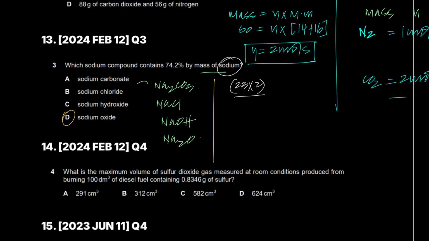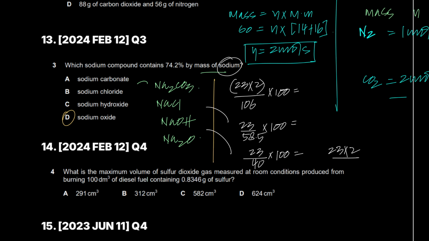It's pretty quick. Now you have to use your calculators with both thumbs, right? 23 times 2 plus 12 plus 16 times 3 gives me 106. For NaCl, it's 23 divided by 58.5, that's the total mass, and into 100, obviously. For sodium hydroxide, 23 divided by 23 plus 16 plus 1, that's 40, into 100. And for this one, 23 times 2 divided by 23 times 2 plus 16, which is 62.